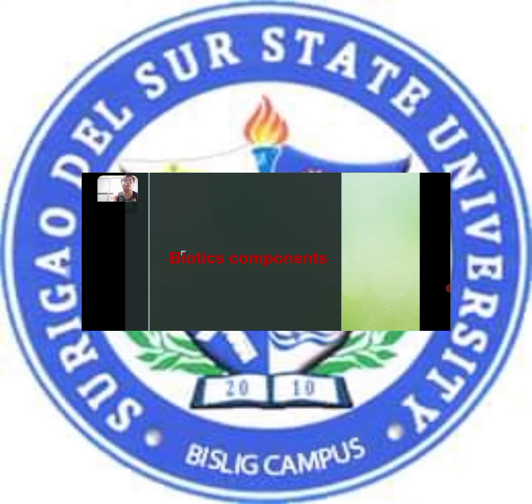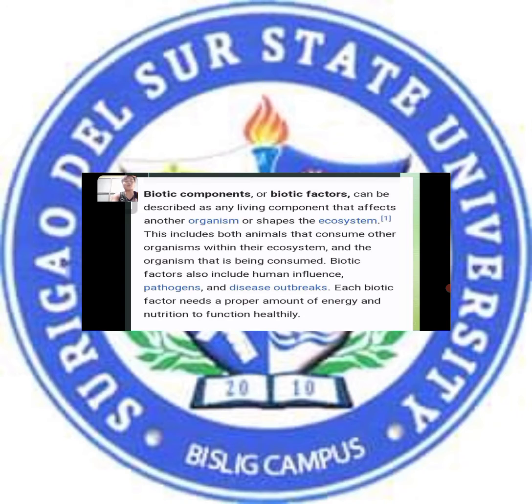So, what are biotic components? Biotic components or biotic factors can be described as any living components that affect other organisms or shape the ecosystem. This includes both animals that consume other organisms within their ecosystems and the organisms that are being consumed. Biotic factors also include human influence, pathogens, and disease outbreaks. Biotic factors need a proper amount of energy and nutrition to function healthily.